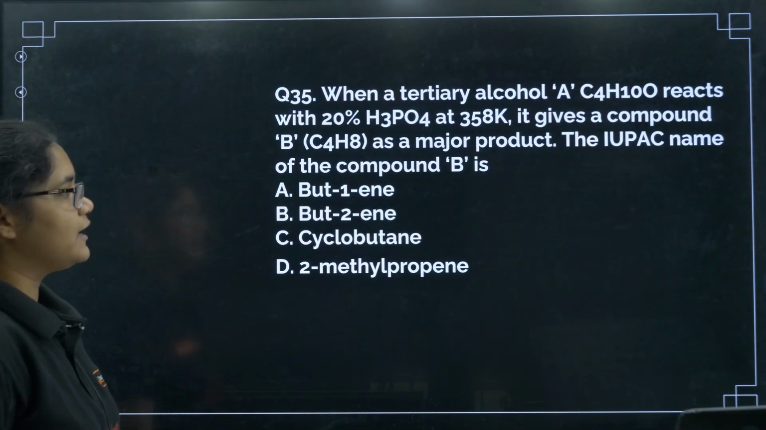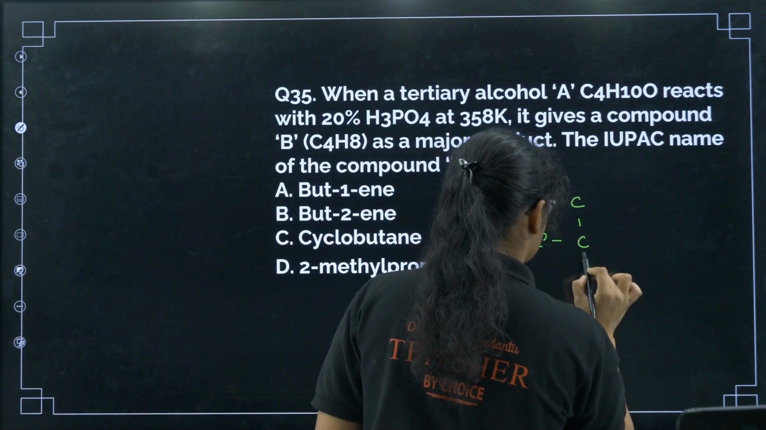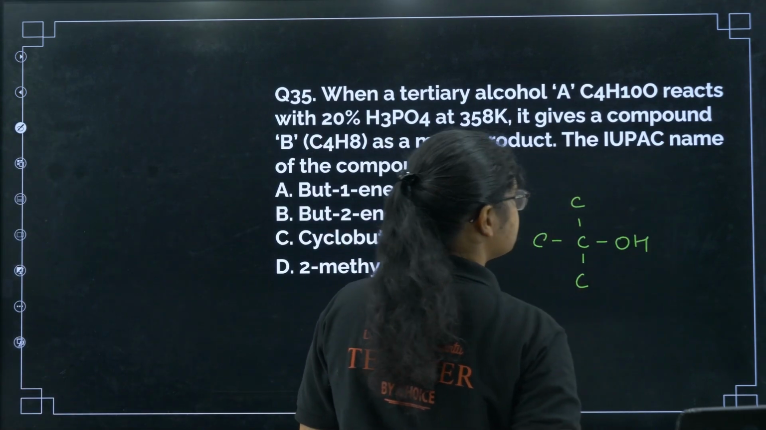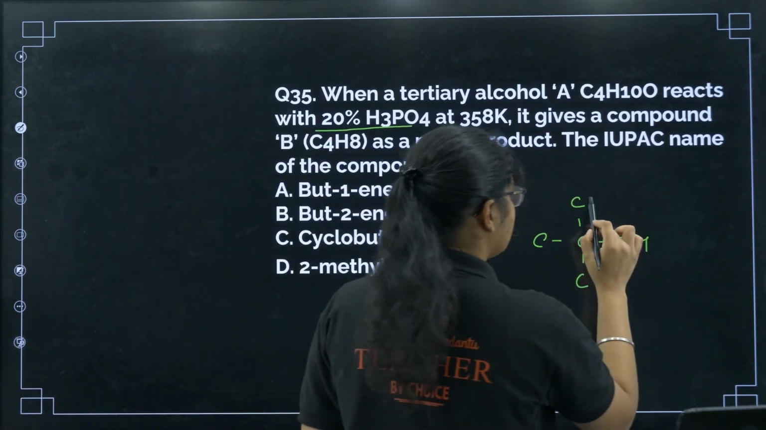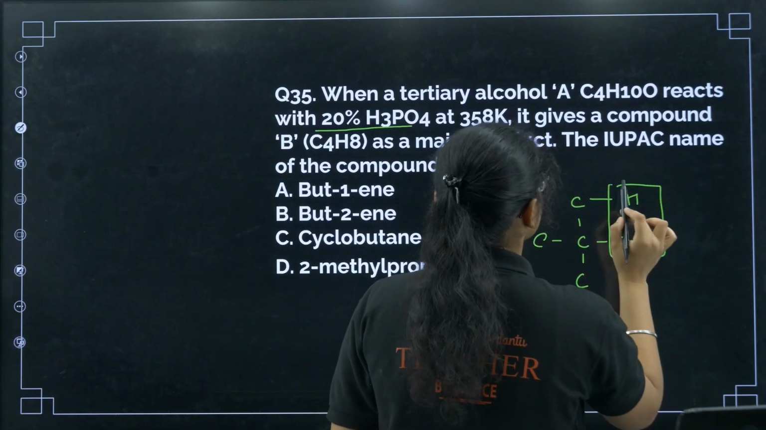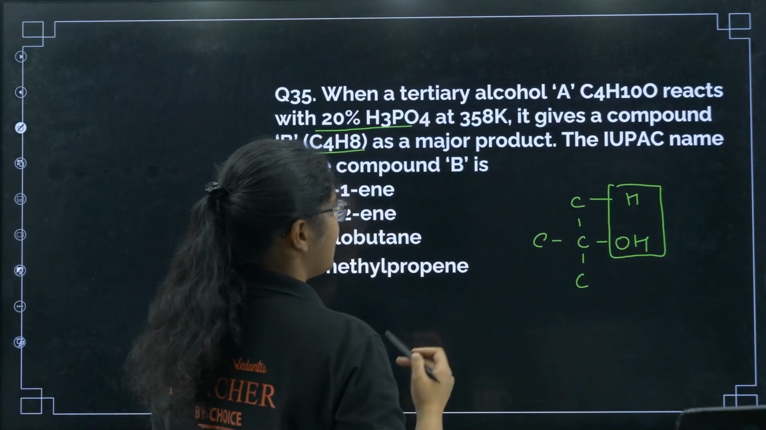Next, when a tertiary alcohol C4H10O, so we have a tertiary alcohol with 4 carbons, I have only one compound like this, reacts with 20% H3PO4, that is your dehydrating agent, it gives a compound C4H8. So C4H8 is formed as a major product.